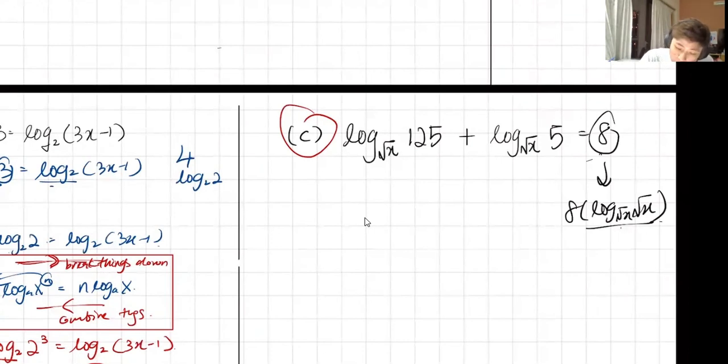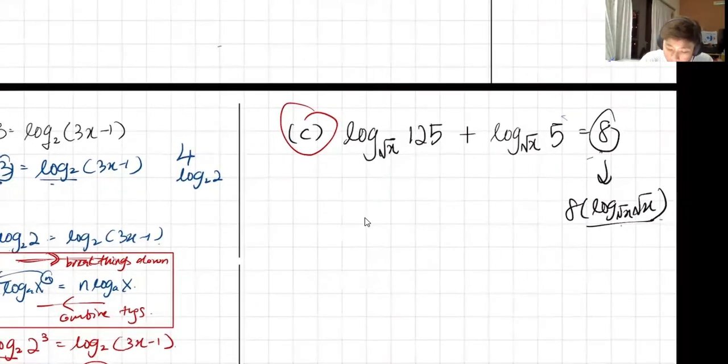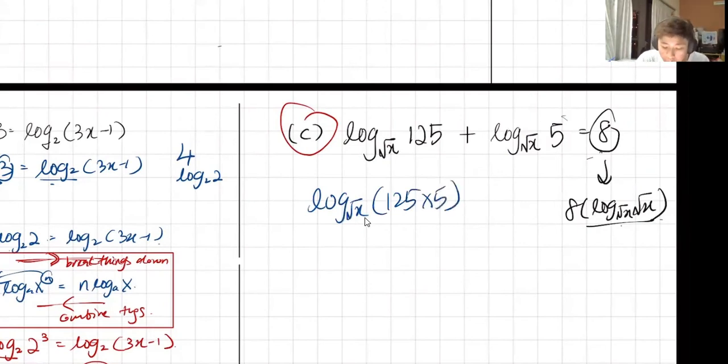So what you do is, don't forget the general rule for solving and comparing. If you want to solve for x, you try to combine everything. So on the left hand side, you try to combine them, and combining is most likely the reverse process of laws of logarithms and laws of indices. So you tell yourself, how do I combine these two? When they have the same base, I combine them by multiplying inside the log of the same base. So 125 times 5. It's not plus 5. Always refer back to your theorem.